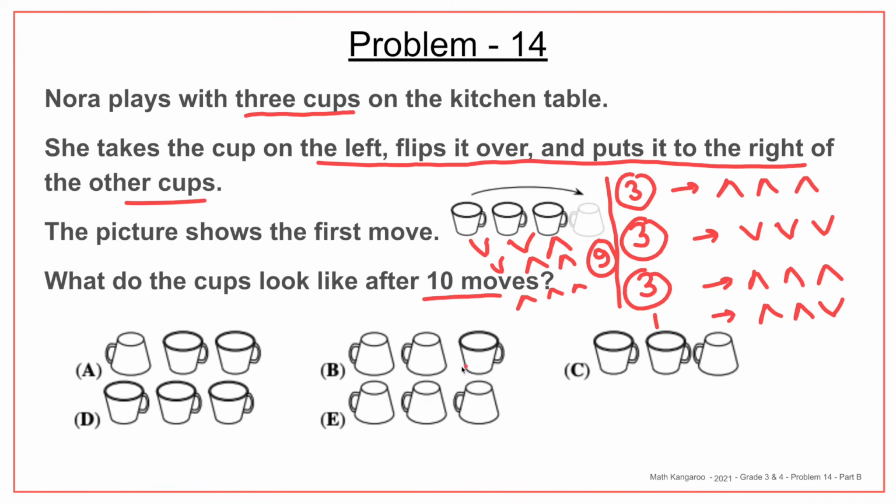So let's see which one matches this. Option A, no. Option B, yes, there are 2 down and 1 up. This matches. Option C, no. Option D, all flipped up, no. All flipped down, no. So our answer is option B.